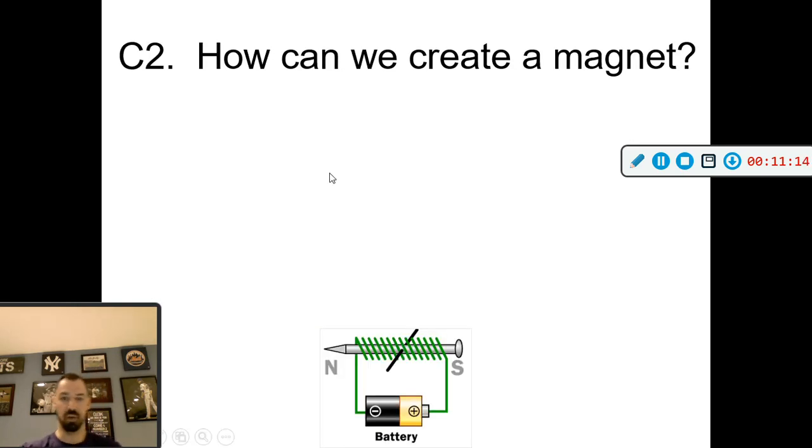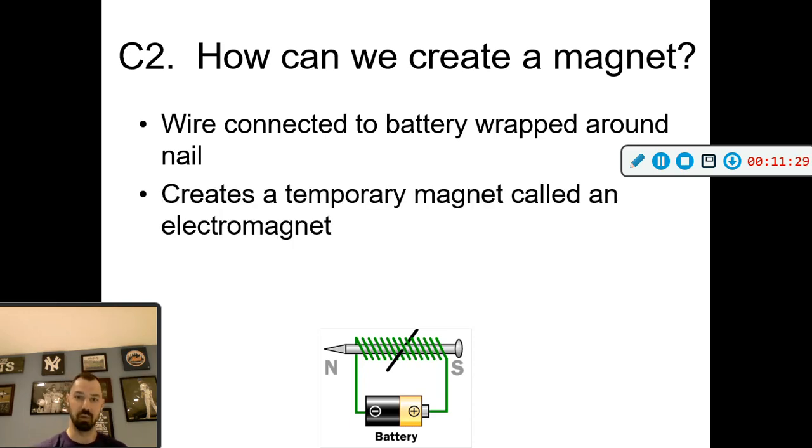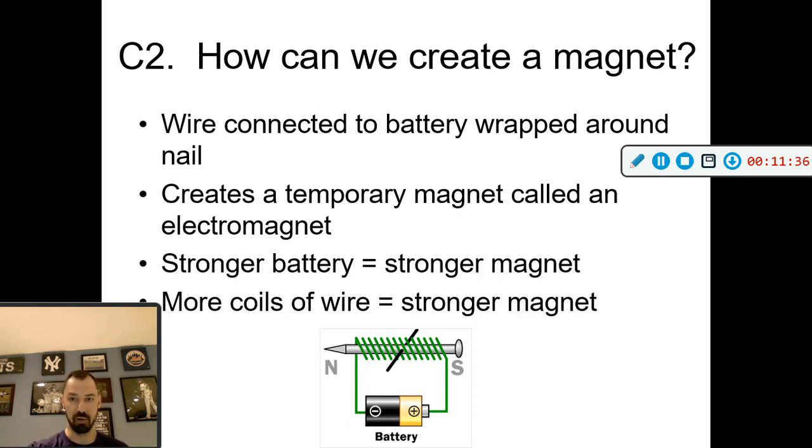Okay, sometimes we also want to create a temporary magnet. So this is a wire connected to a battery wrapped around a nail. The reason why we would want to do this is that you can turn the magnet on and off, which is really neat. So it creates a temporary magnet called an electromagnet. And the stronger the battery, the stronger the magnet, and also the more coils of wire, the stronger the magnet.